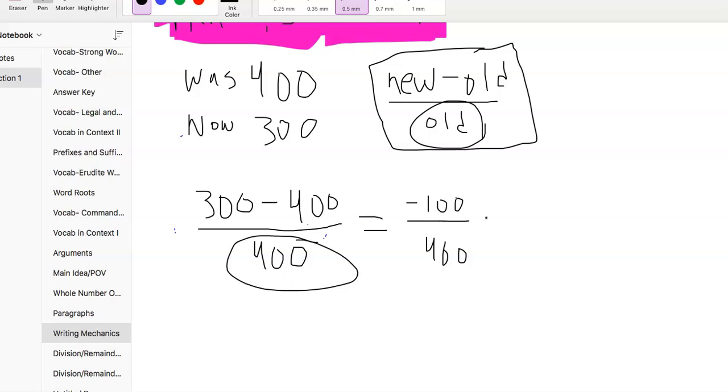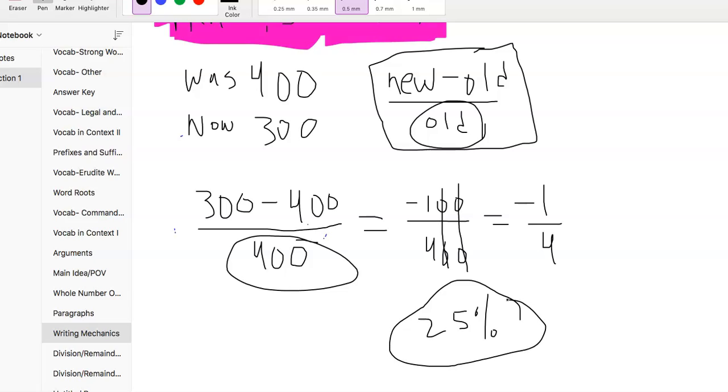So then 300 minus 400, that's negative 100, all over 400. And so we can reduce that down, right? We can cross out these zeros, and we just have negative 1/4. And 1/4 as a percentage, 1/4 equals 0.25, or 25%. And that's your answer. It's a 25% discount. Negative 1/4 or 25% discount, same thing.